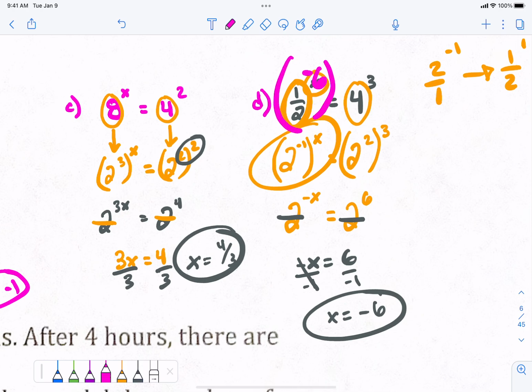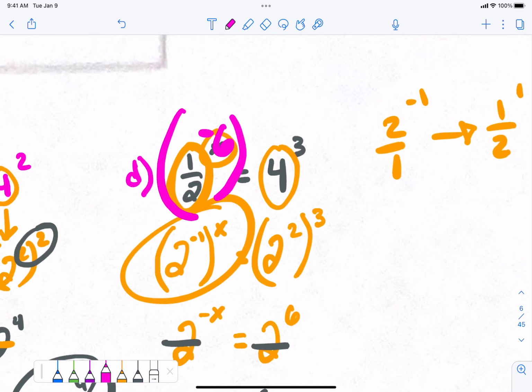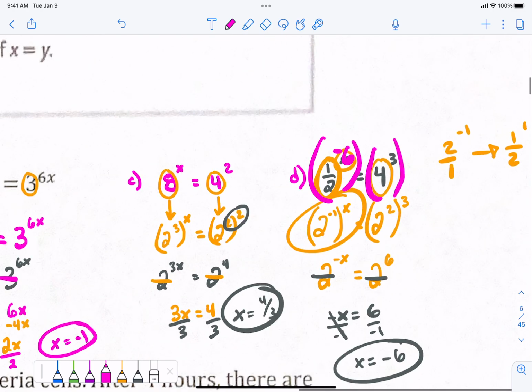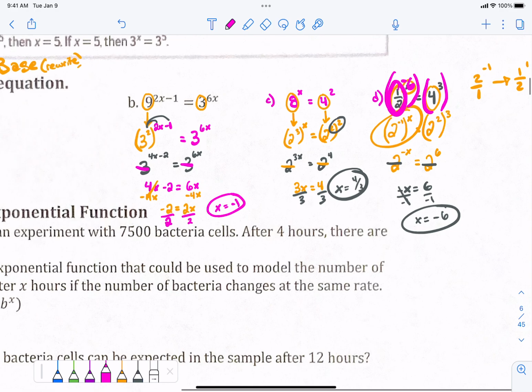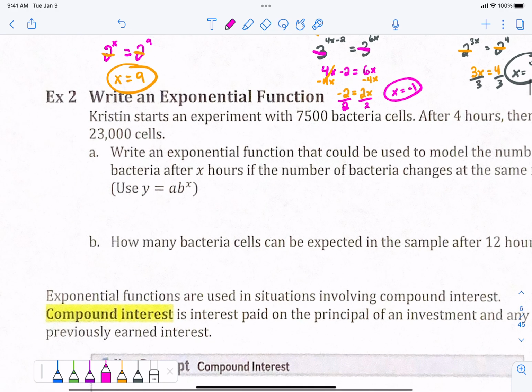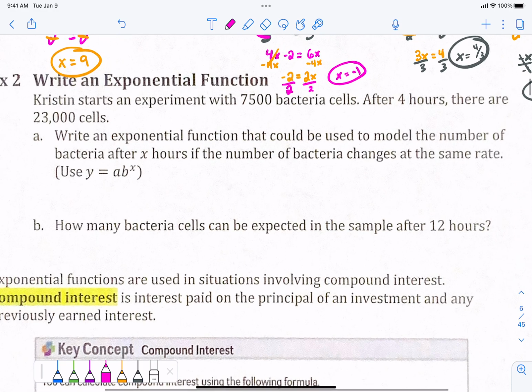Okay? Now, if you ever want to check your answer, why not plug -6 back in here and take 1/2 to the -6 power? See if that ends up being the same as 4 to the 3rd power. That's a good way to check your answer. But if they have fractions, that just means your exponent's going to be negative. Make sense? Okay, that changes them into a fraction. Got it? Questions about any of that stuff? Okay, let's do some story problems.